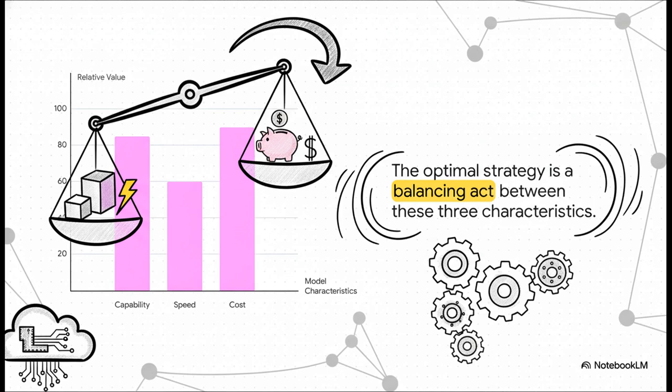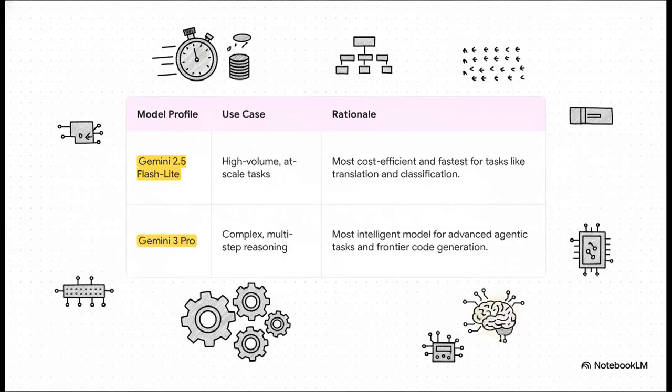The goal isn't to build the biggest brain, it's to build the most efficient brain for the specific job at hand. For example, let's say you're doing thousands of simple translations or classifications. You don't need a sledgehammer for that. A super fast, cost-efficient model like Gemini 2.5 Flash-Lite is perfect. But when you need to tackle really complex, multi-step reasoning, well, that's when you bring in the powerhouse, Gemini 3 Pro. So the key takeaway here is this: a truly great system isn't one genius agent. It's usually a whole team of specialized agents, each one using the perfect model for its part of the job.